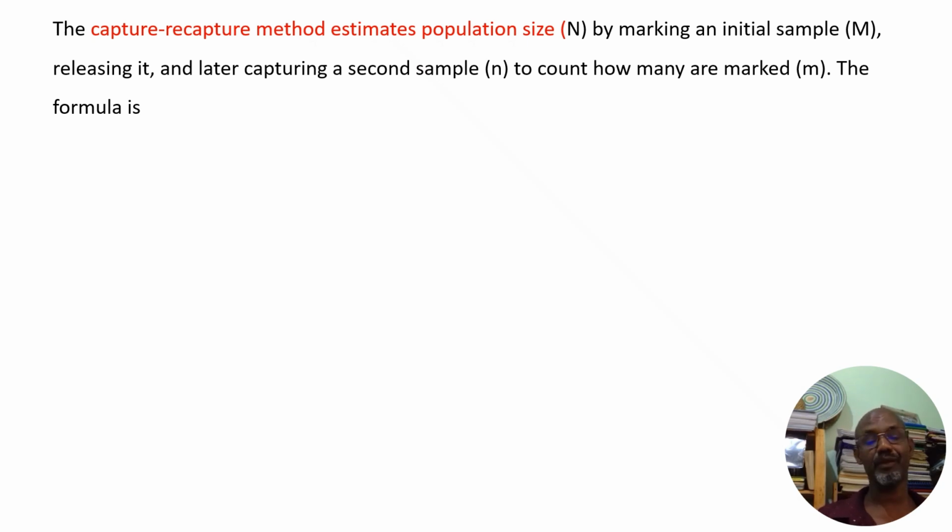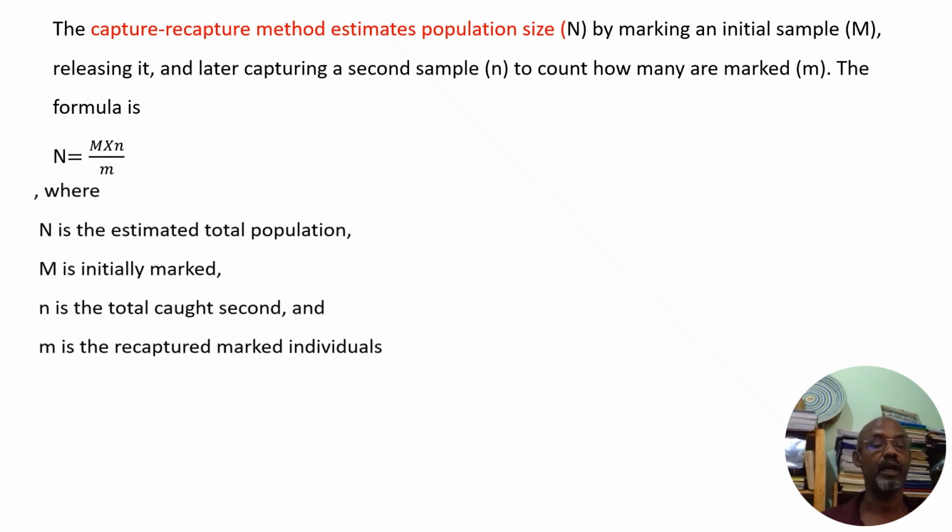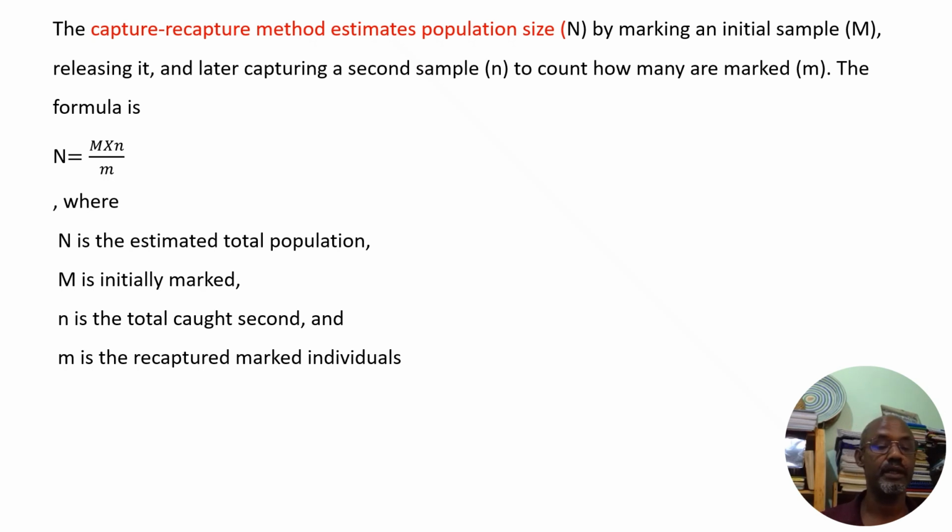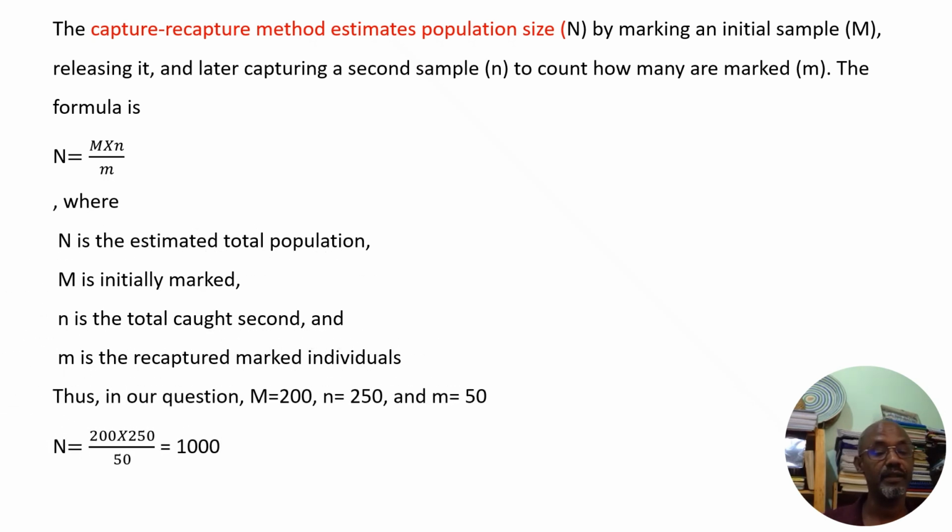In our case, first captured, capital M, is 200. Second captured, small n, is 250, and out of these 250, 50 are the recaptured ones in the second time. This is the formula: capital N, the estimated population, equals capital M times small n, where M is the first captured and n is the second time captured, divided by small m, the number recaptured. So in our case, N is equal to 200 times 250 over 50, that's 1,000.